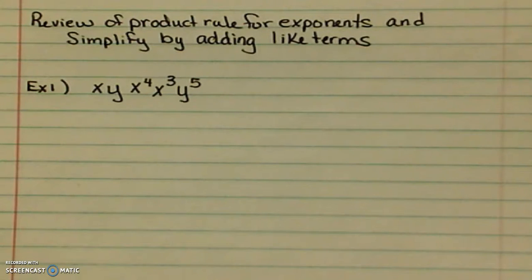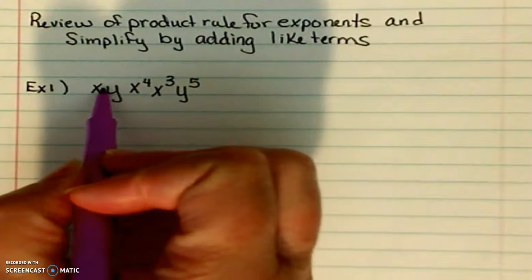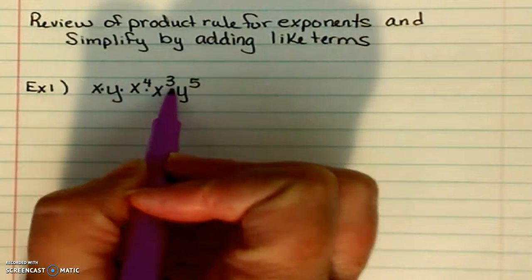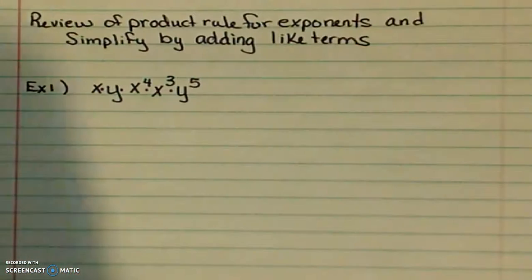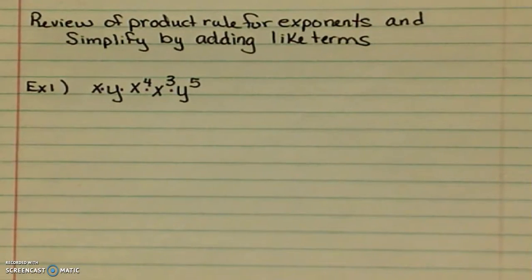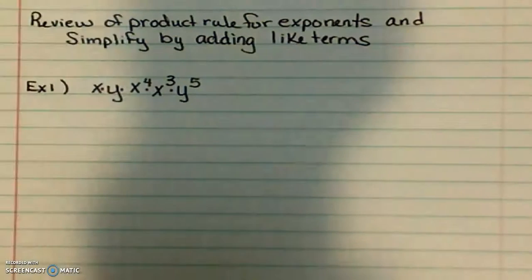Okay, the first thing I want to do is review what we just finished talking about, and that is the product rule for exponents. When you are multiplying like bases, you add the exponents of the same base. So if you're multiplying like bases, you add those exponents.